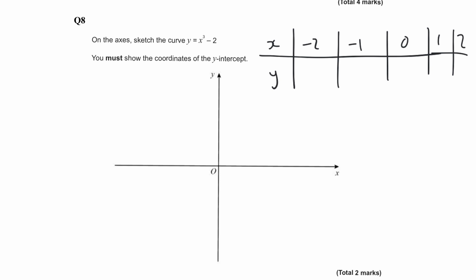So when x is minus 2, if I substitute that in, minus 2 cubed is minus 8, minus 2 should be minus 10. Minus 1 cubed should be minus 1, minus 2, minus 3. 0 cubed is 0, so that'll just be minus 2. And then 1 cubed is 1, minus 2 is minus 1. And then 2 cubed is 8, minus 2, which should be 6.